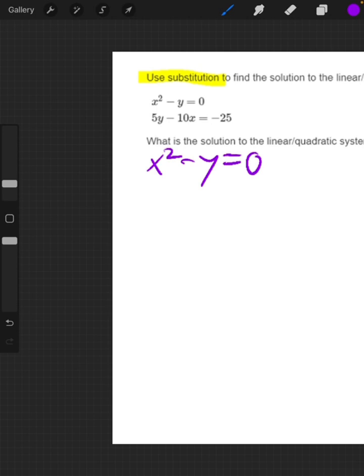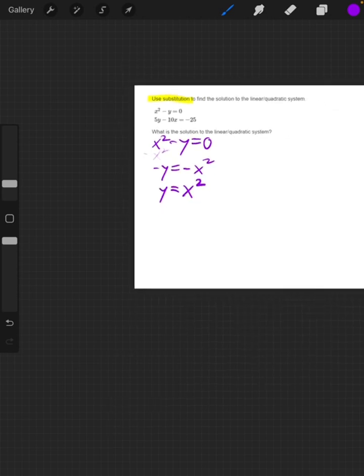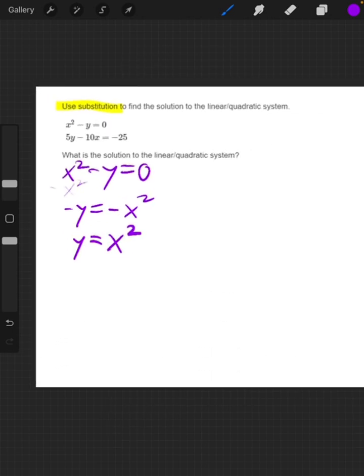Okay, so first let's get y by itself. So if we just subtract x squared, we get negative y equals negative x squared, and we can multiply both sides by negative 1 to get us positive y equals positive x squared. So y equals x squared, so now we just have to substitute that into this equation. So 5y minus 10x equals negative 25.